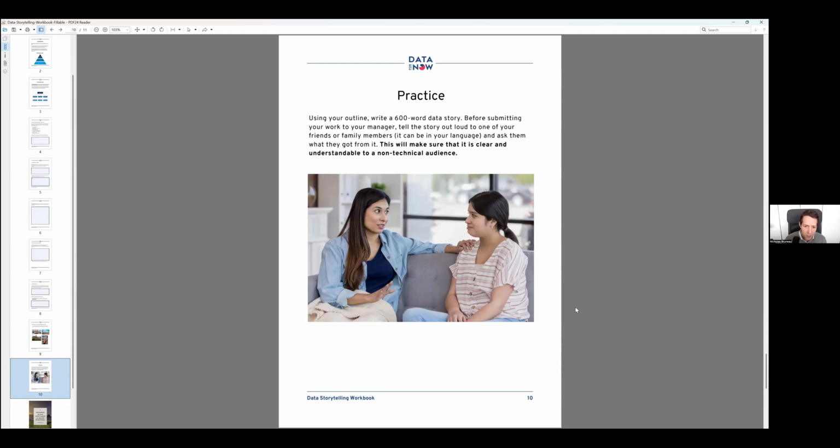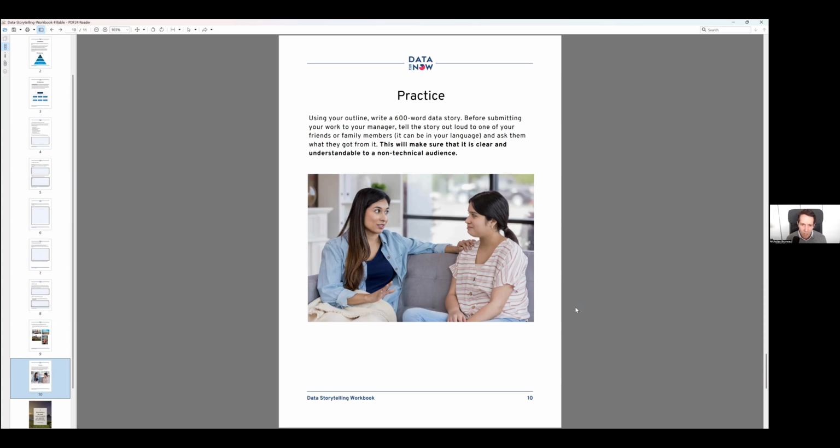And finally, here I'm suggesting that once you write your story and before you present it to your manager, you present it to someone either from your family or a friend that can listen to your story and hear: do they understand the story? Do they understand the key issue and the key message?